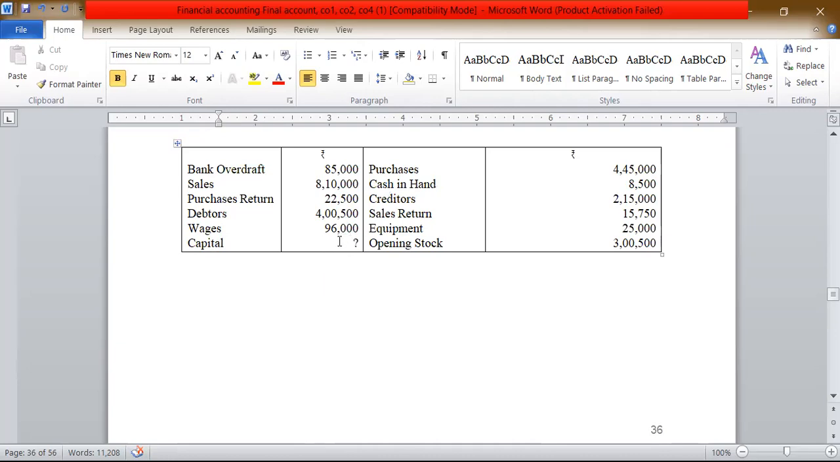Let's see how much the capital is by calculating this entire problem. Purchases is an investment, we have to show in the debit side. Cash in hand, it's an asset, we have to show in the debit side. Creditors is a current liability, we have to show in the credit side. Sales returns. So sales returns will minimize our revenue. So it shows in the debit side. Equipment is an asset, we can show in the debit side. Opening stock, it is an asset, we have to show in the debit side.